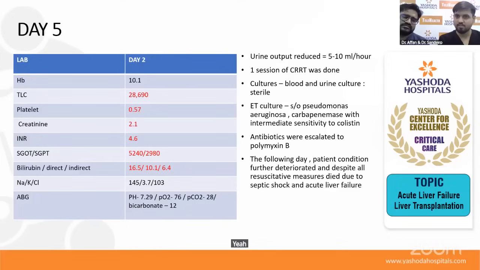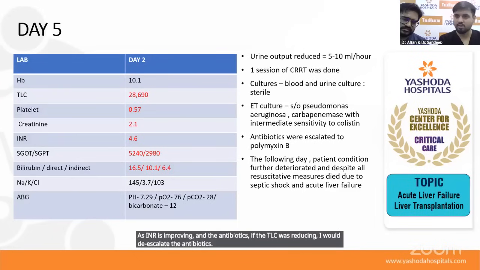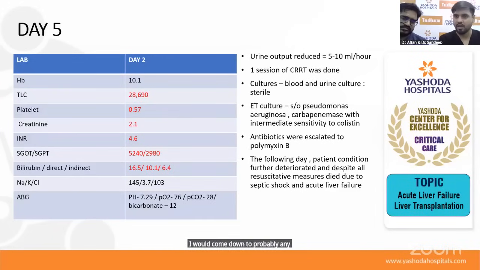Based on this, I can cut down on the albumin support that I have been giving in this patient. And NAC therapy has actually no role beyond 5 days, so beyond 5 days I would cut down on the NAC also. I would not continue that as the INR is improving. And for the antibiotics, if the TLC was reducing, I would de-escalate. I would come down to a BLBLI such as cefoperazone sulbactam. Doxy has no role in leptospira beyond 7 days, sir, so I would de-escalate that also.